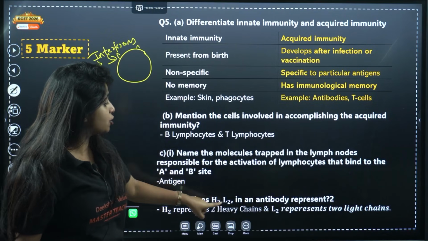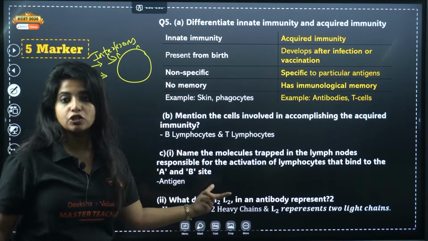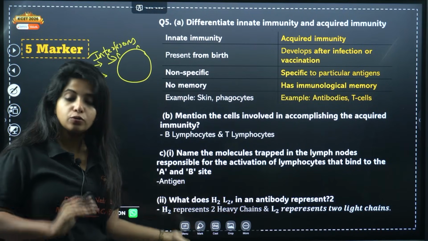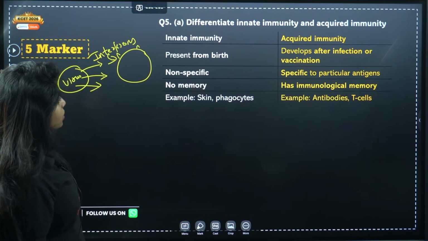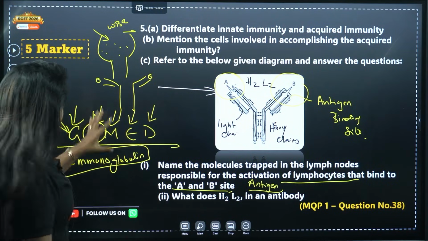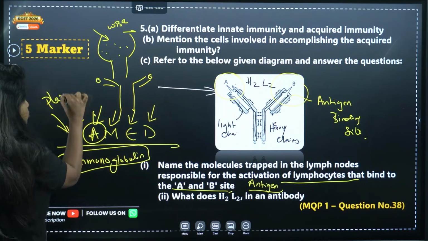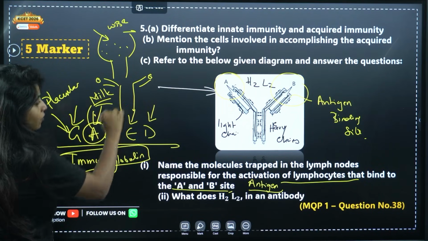Now what does H2L2 in an antibody represent? I already told you, H stands for heavy chain, L stands for light chain. So two heavy chains and two light chains. So this is the information that you needed to know about the antibody. I hope it's clear. I hope you will remember. I'll also write placenta and milk over here so that you have a memory of that.